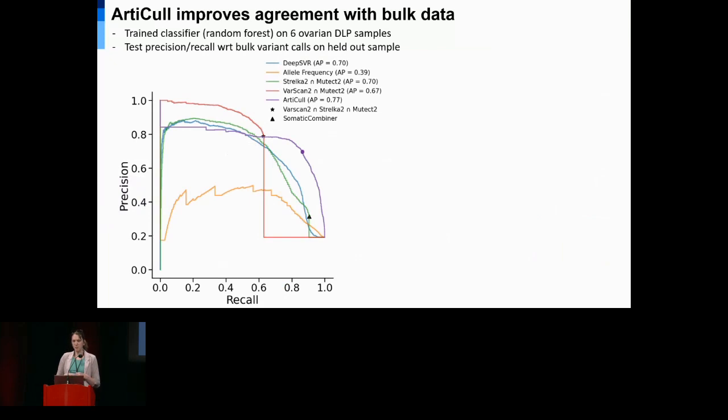What we find is that when we compare against DeepSVR, as well as several other methods that people use to do variant refinement, filtering by allele frequency, or taking consensus between multiple variant callers, essentially most of the other refinement methods have fairly high precision to start with, but the precision starts to drop off fairly quickly at like 60 to 70% recall here.